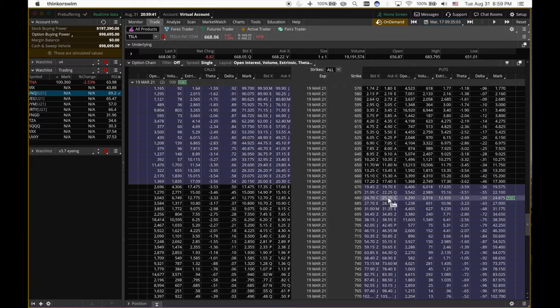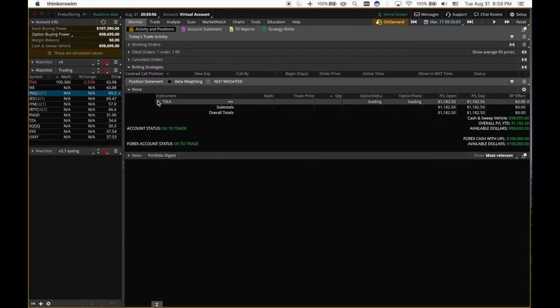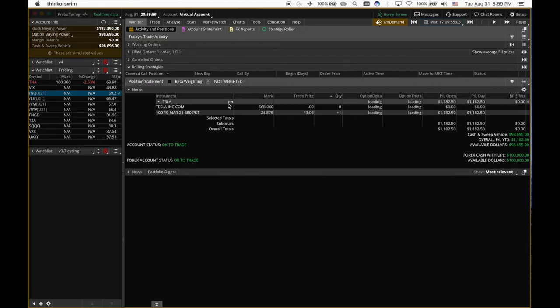the 680 put that we bought, the price right now is actually about 2.4K. All right, that's pretty cool, right? So we can go to the monitor, the Tesla, which is already expanded. If not, just click the drop down button. You can see ITM is in the money.